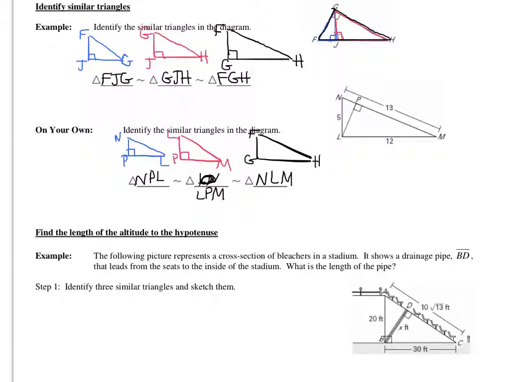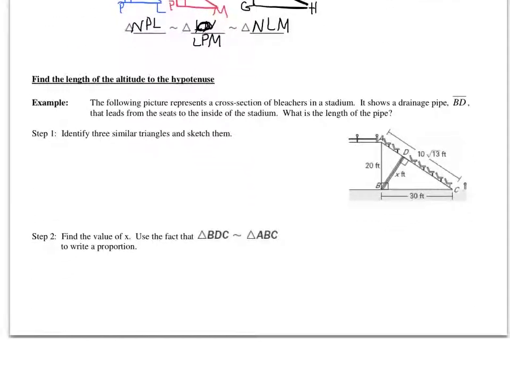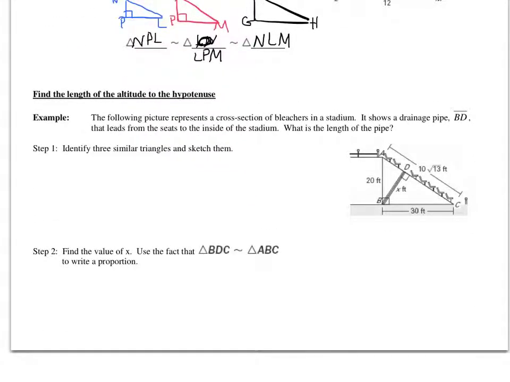Okay, this next one, it says find the length of the altitude to the hypotenuse. So in my example here, it says the following picture represents a cross-section of the bleachers of a stadium. It shows a drain pipe, segment BD, so right here, that leads from the seats to the inside of the stadium. What is the length of the pipe? So we're looking for what is this length right here. So we're going to start by identifying our similar triangles, and we're going to find the value of x, knowing that these two triangles are similar.